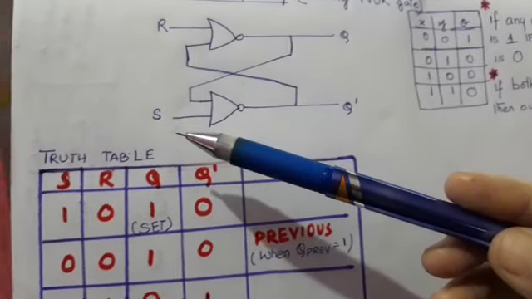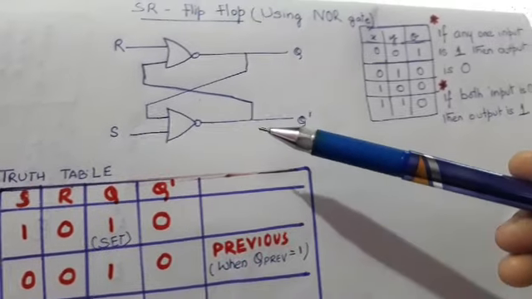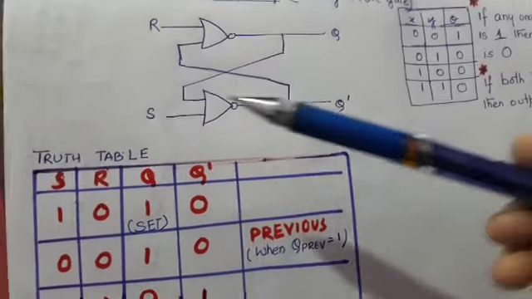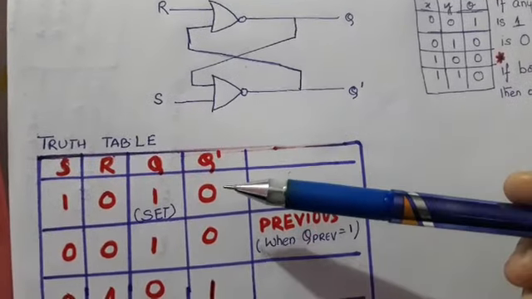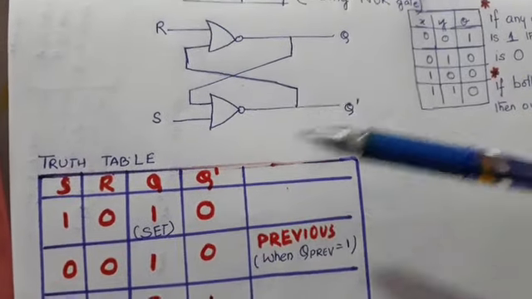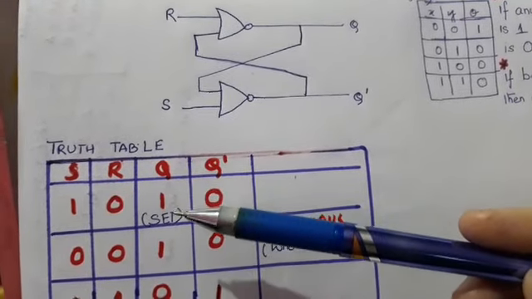So one of my inputs is 1. Irrespective of the other input, I can say that my Q prime is 0. So if I have one input as 1, Q prime will be 0, so I'll put that as 0. And if Q prime is 0, very obvious, Q will be 1, the complement of that. So I'm writing 1.